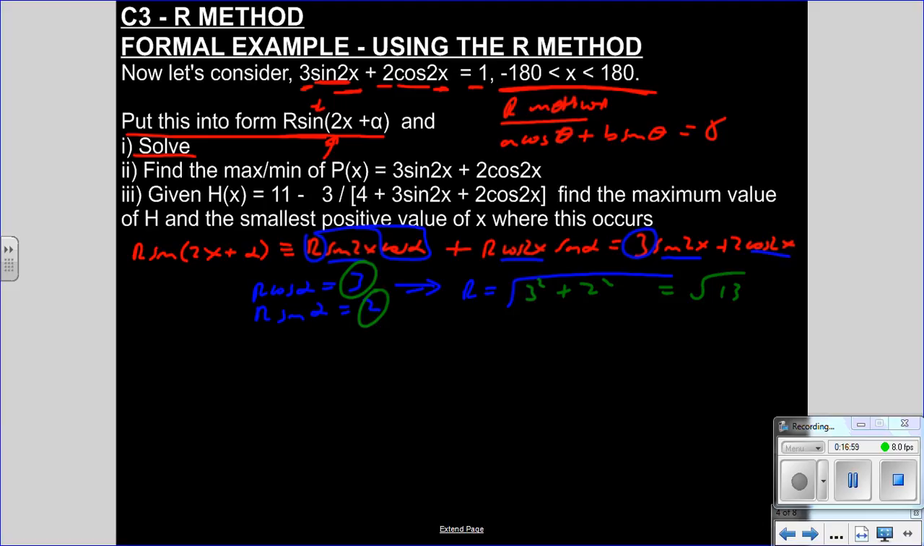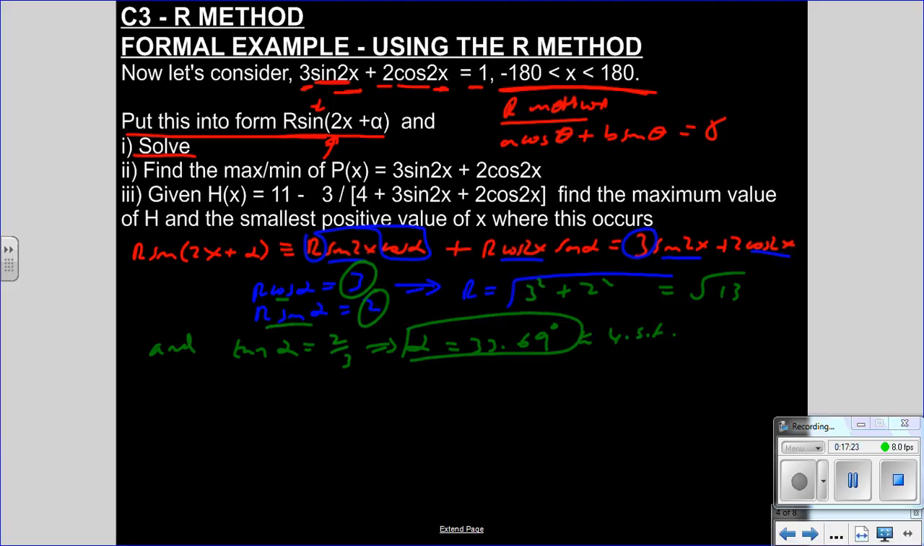Now we need to find alpha. And tan alpha, remember, sine over cos, equals 2 over 3. Normally you've got to give alpha to say 3 sig fig. So tan to the minus 1, 2 by 3, in degrees, is 33.69. Let's do it to 4 then, doesn't matter because it hasn't said. To 4 sig fig. There you go. Okay, so now it wants us to solve. Before we wouldn't be able to touch that, but now we absolutely can.